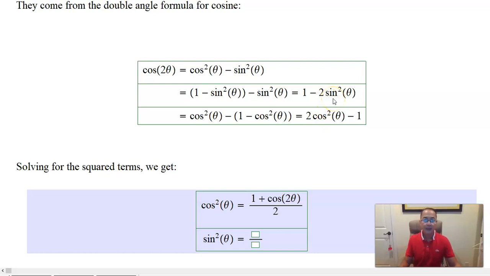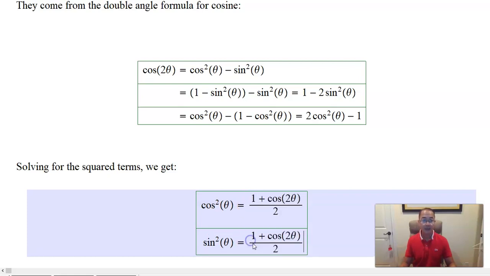Okay, now for sine squared. Since it has the minus sign, let's move it over to the left side where it becomes plus 2 sine squared. And let's move the cosine to the other side where it becomes minus cosine 2 theta. Okay, if you don't believe me, do the algebra yourself. And then we divide both sides by 2. So basically, we get exactly the same thing, except instead of a plus, we get a minus. And there we have formulas for cosine squared and sine squared.